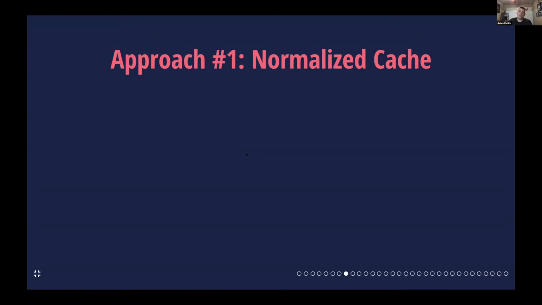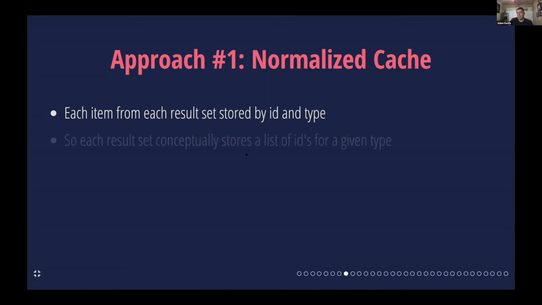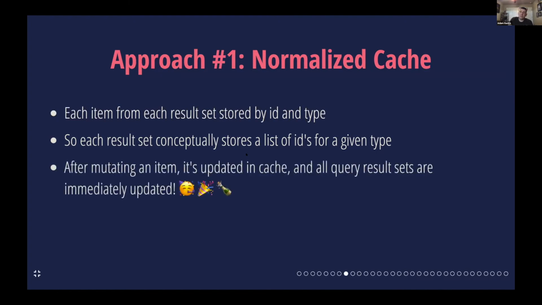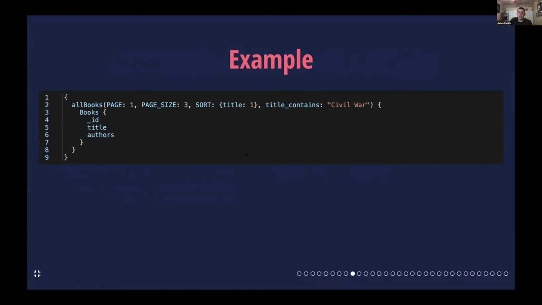So let's talk about normalized caching first. These bullets are going to be a little bit high level, but there's going to be lots of examples to follow. So with normalized caching, every item in whatever result sets you're getting back is going to get stored by ID and type, conceptually. And then the result sets themselves, they don't actually store the results. They just store a list of IDs contained in that result set. And then when you mutate an item, it just updates it in the cache and everything gets updated. I know that's probably hard to follow, but here are some examples for you. Let's look at actual code. So let's take that query that I showed you before.